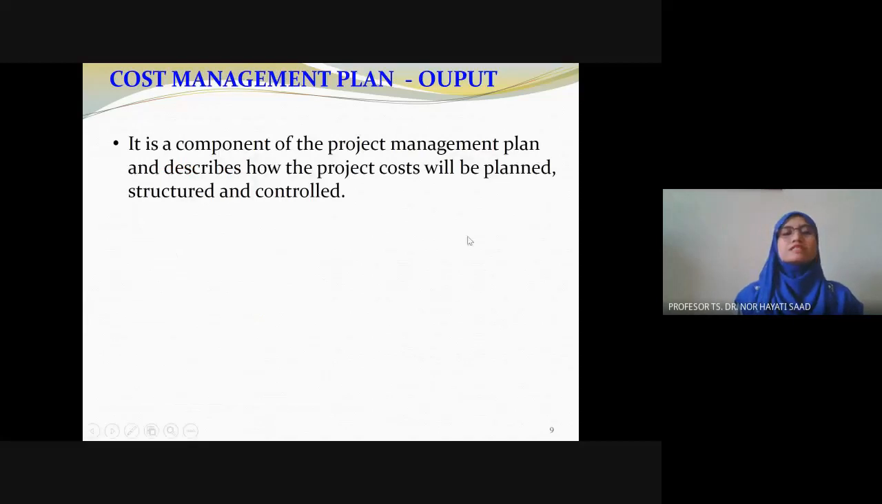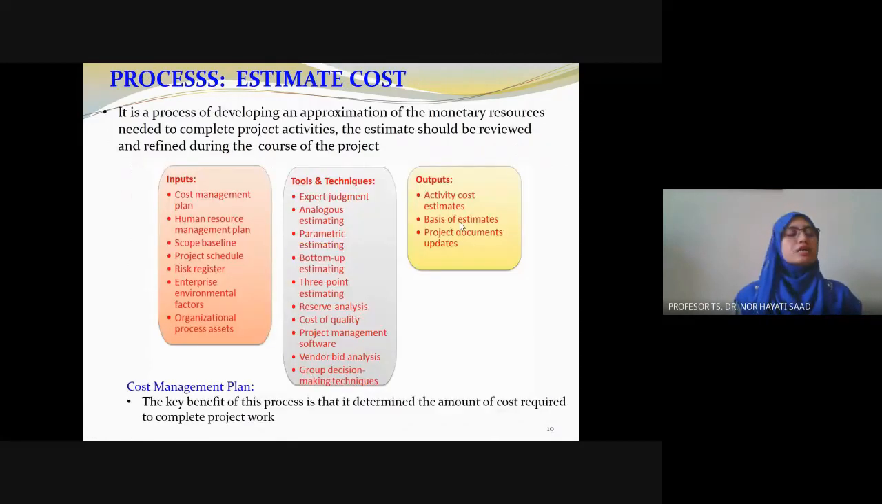All right, the output, of course, is a component of the project management plan and describes how the project cost will be planned, structured, and controlled. So we finish that one. The cost management plan is just to decide on the funding, the option to fund the project, and the second, the technique to analyze the movement of the money when we invest and when we get back the money, in the cash flow.